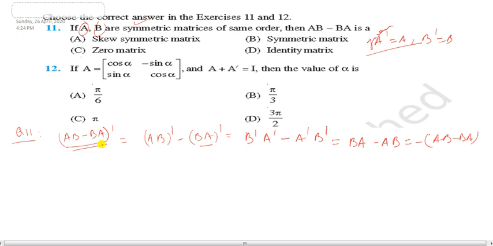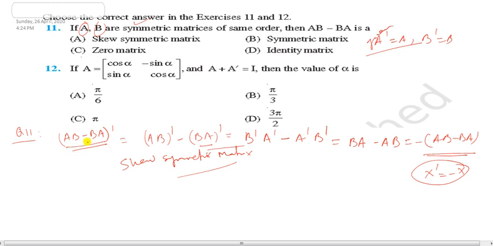Now look at this, I am just transposing a matrix and I am getting the negative of the same matrix. This is a case like X dash equals minus X. So in this case this will be a skew symmetric matrix. So in terms of transpose, you always remember, if I transpose a matrix and get the same matrix, it is symmetric, and if I transpose a matrix and get the negative of that, it will become a skew symmetric matrix.